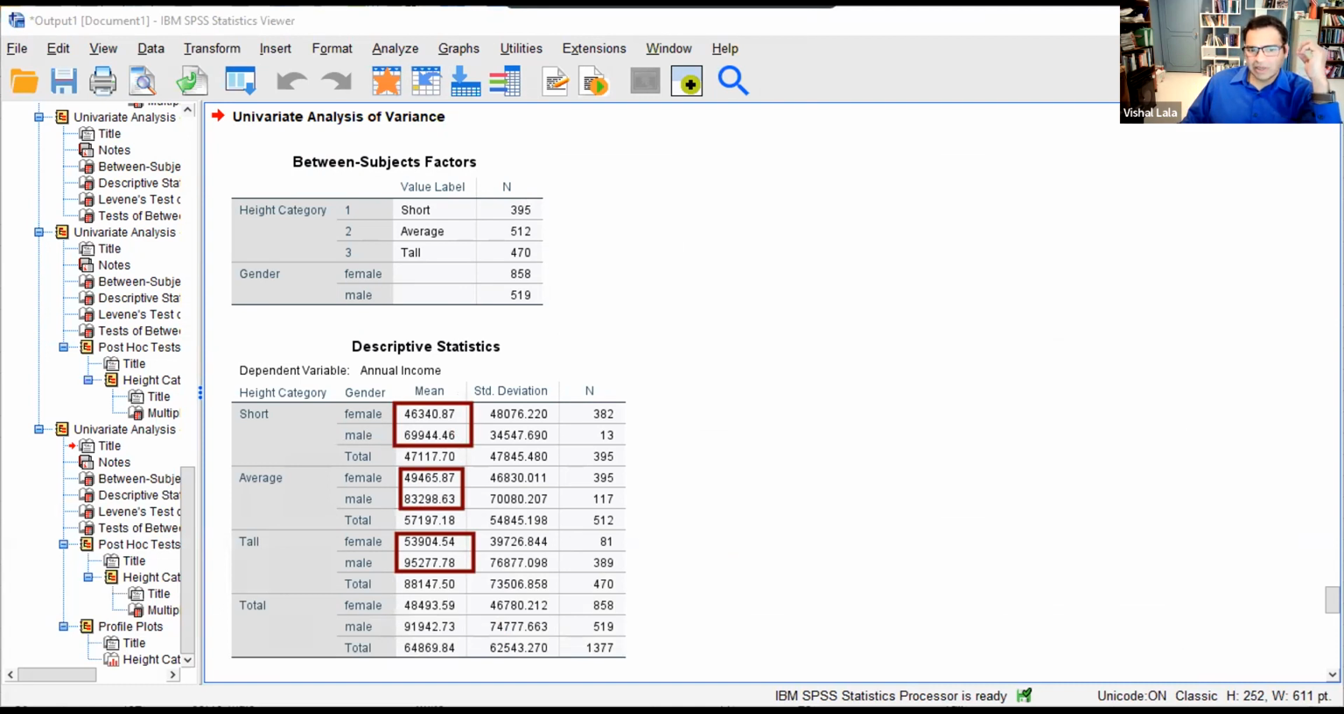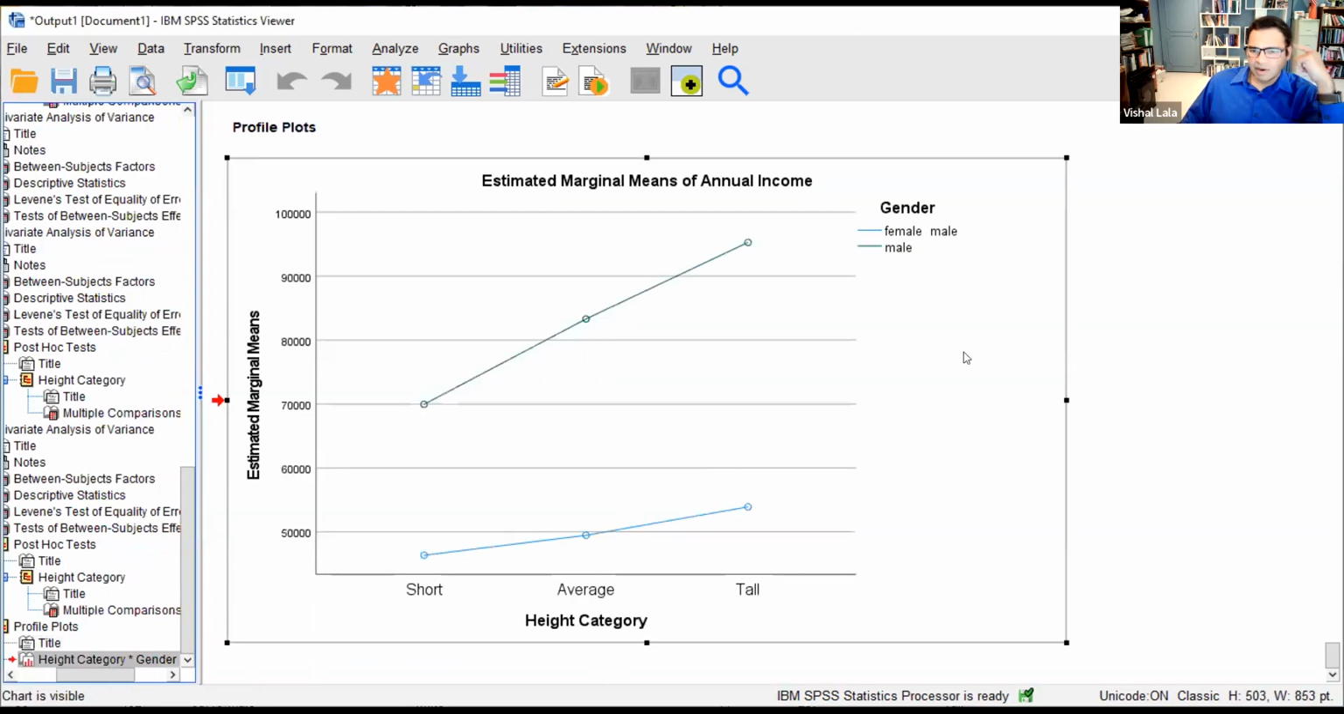If you look more closely, you kind of see the differences are not the same across the three comparisons. We'll get more color on this from a graph. So let's look at the graph, our profile plot here. So here we are. Now, this should be interesting, hopefully for you. Look carefully at this graph.